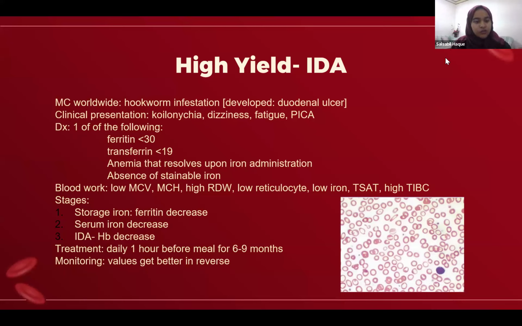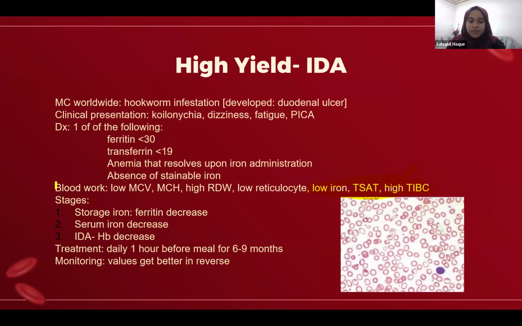Okay. Now for when you do blood work, it's, as you all know, hypochromic microcytic anemia with high RDW, or low reticulocyte, low iron, and decreased transferrin saturation and high TIBC. So this is because iron deficiency anemia means that the binding capacity of iron is a lot, but there's just not enough iron, right? So that's why the TIBC or the binding capacity is increased. However, the saturation is decreased, which makes sense.